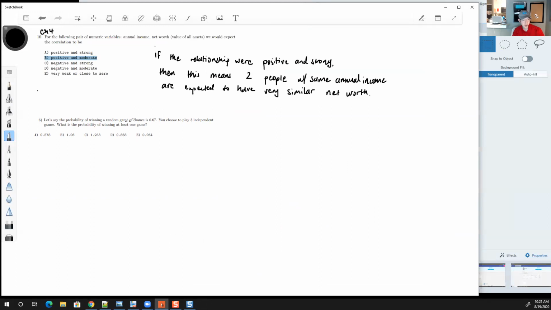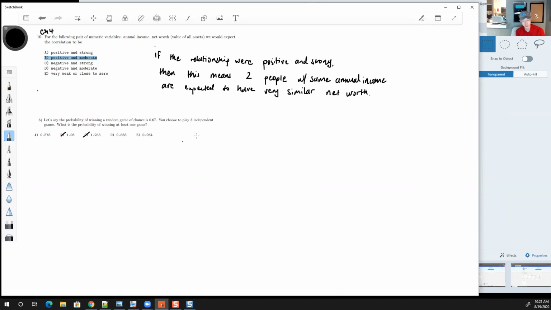Okay. Let's say the probability of winning a random game of chance is 0.67, and you choose to play 3 independent games. What's the probability of winning at least one? Right off the bat, we can eliminate 2 answers that are over 1.0, right? Probabilities have to be less than 1. Okay, 3 independent games. What's the probability of winning at least one?